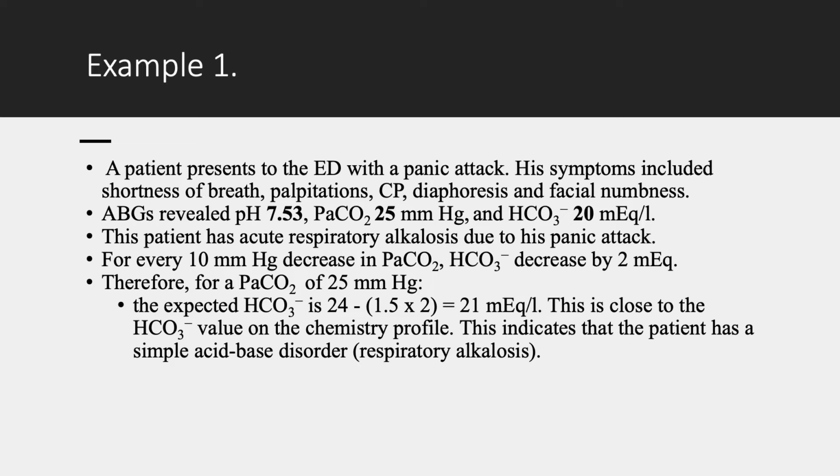Now, is this metabolic compensation as expected or no? For every 10 mm of mercury decrease in the PaCO2, bicarbonate should decrease by 2 in the acute setting, like this setting. So, since the PaCO2 went down from 40 to 25, it went down by 15. So the bicarbonate should go down by 1.5 times 2 or 3. So the bicarbonate should be 21, and here the bicarbonate is 20. This is close enough. So this is a simple acid-base disorder due to acute respiratory alkalosis.